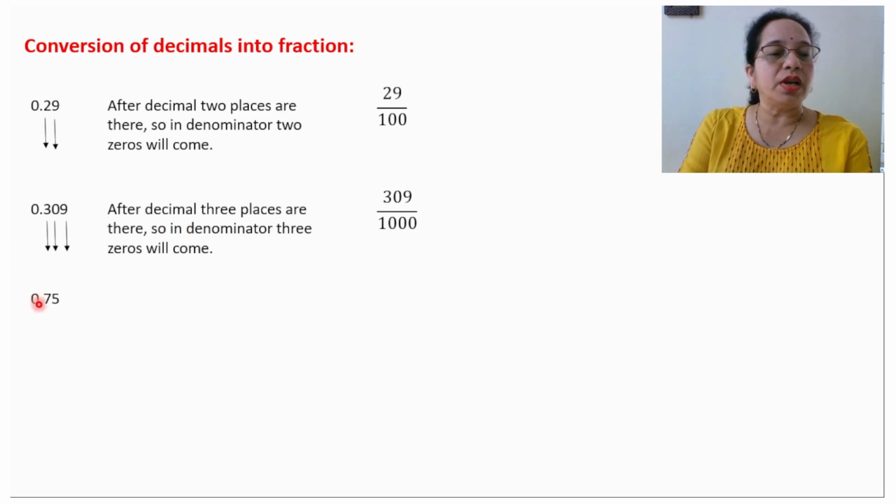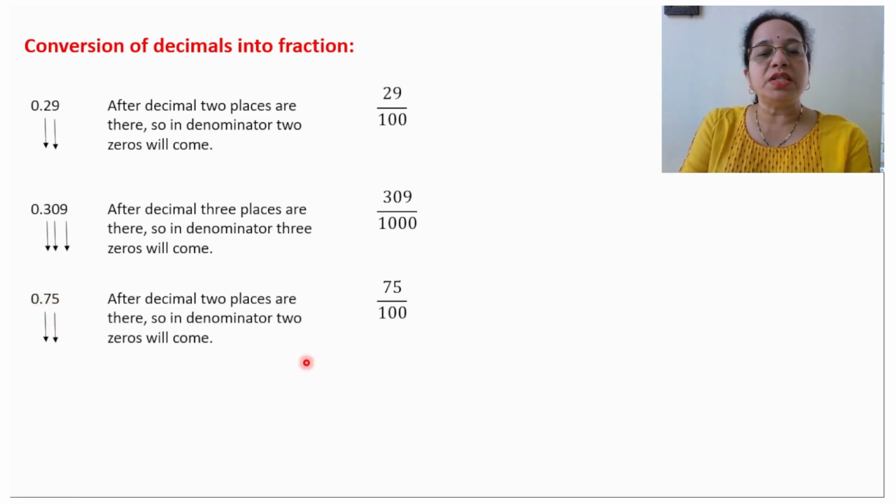Take one more example, 0.75. Suppose this decimal is not there, then your number is 75. So 75 upon 1, and with 1 how many zeros will come? 2 zeros will come. So your answer will be 75 upon 100. Now there you cannot cut the numbers, but here you can convert into simplest form, as well as we write in fraction. So the next step is always convert into simplest form.